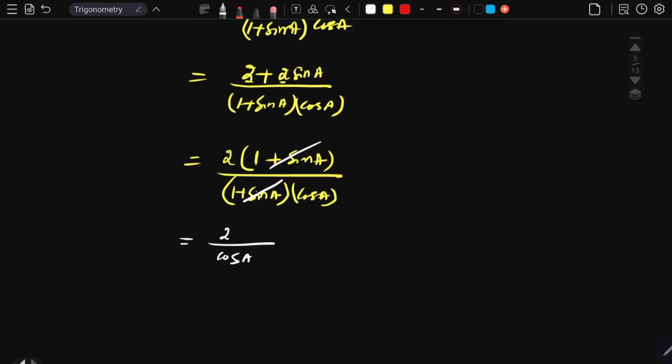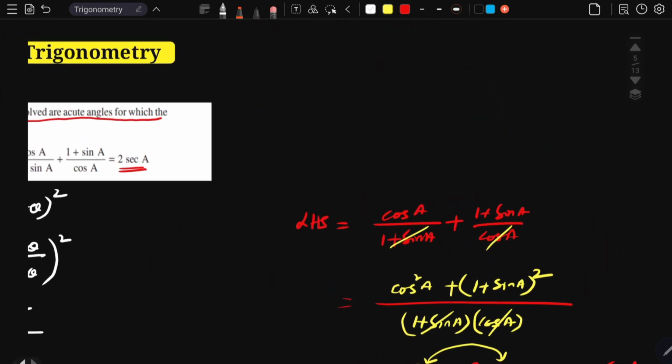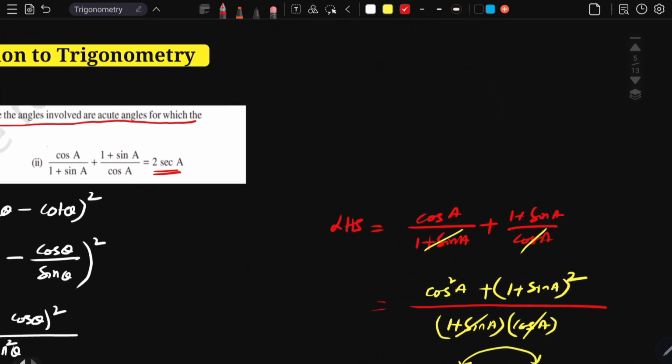So cos A in the denominator I can write in the numerator as secant A. That's right, so 2 secant A. This is what the RHS is. Got it? So therefore this is also proved. The RHS we got is 2 into secant A.